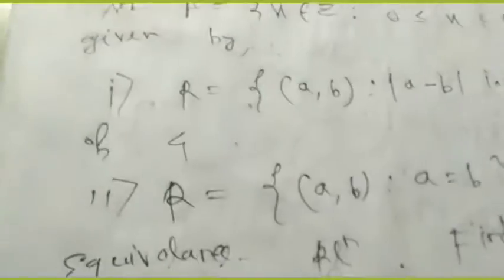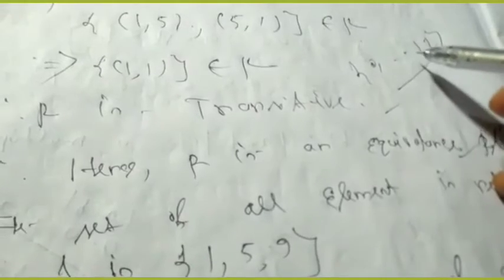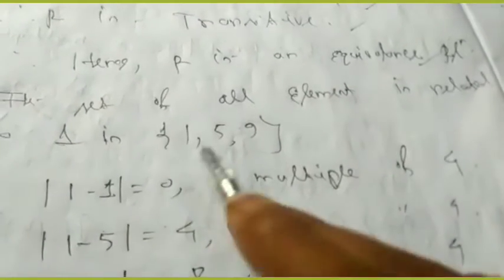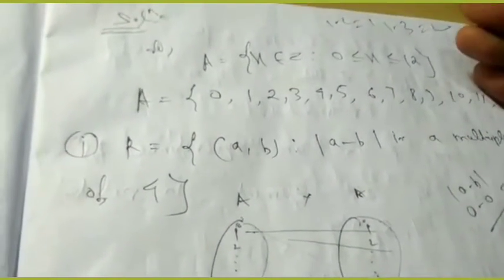Here the question asks in the last part to find the set of all elements related to 1 in each case. That means from 0 to 12, which ones are connected with 1. 1 minus 1 is 0, which is definitely a multiple of 4, so 1 is connected. That's why we have 1 minus 5, which is 4, also a multiple of 4. 1 minus 8 is 8, also a multiple of 4. In the case of the other elements, 1 minus 2 comes to 1, and 1 minus 3 comes to 2. Those are not multiples of 4. That's why only 1, 5, 9 exist here. I think you got it.